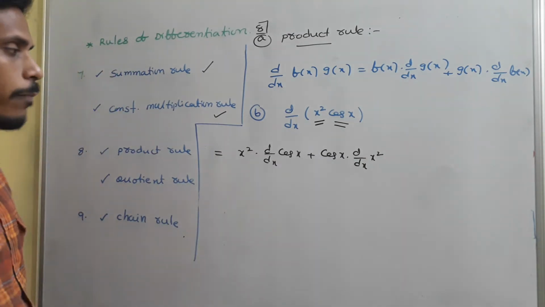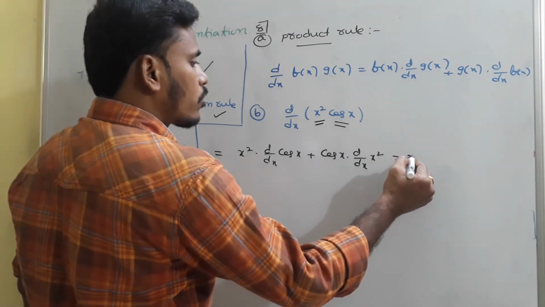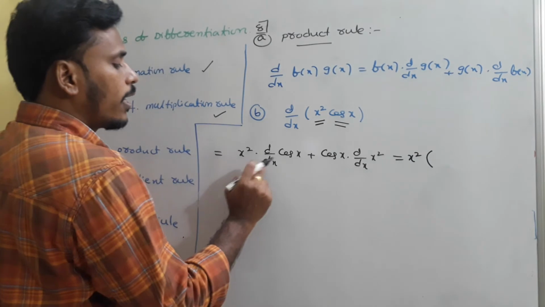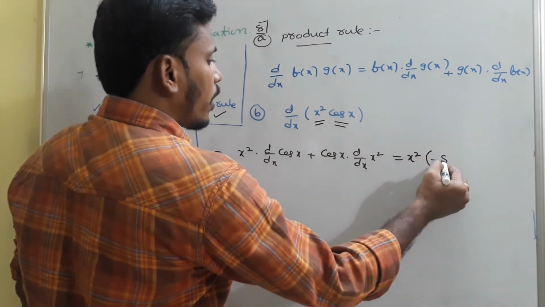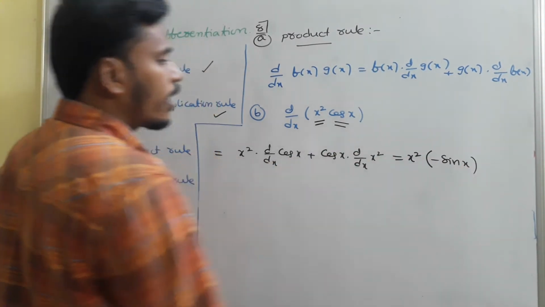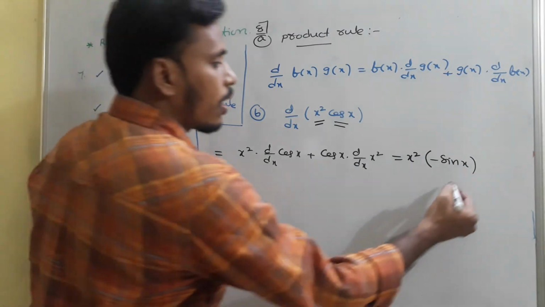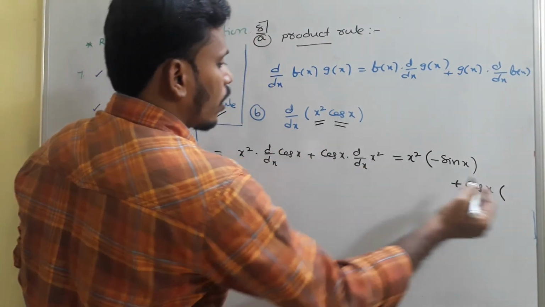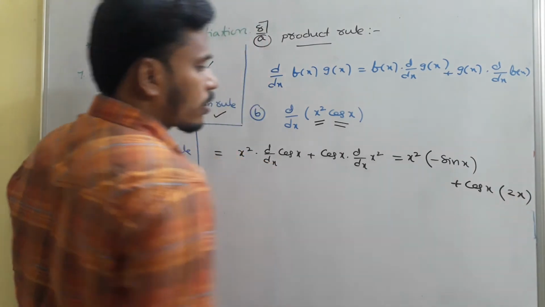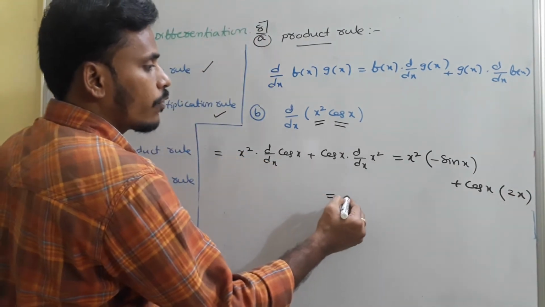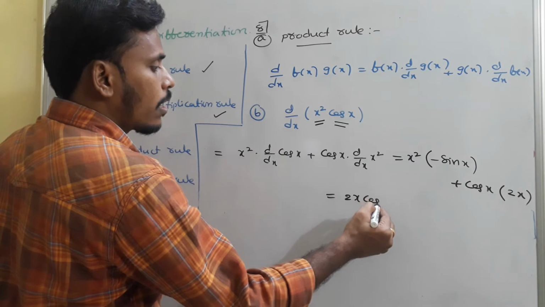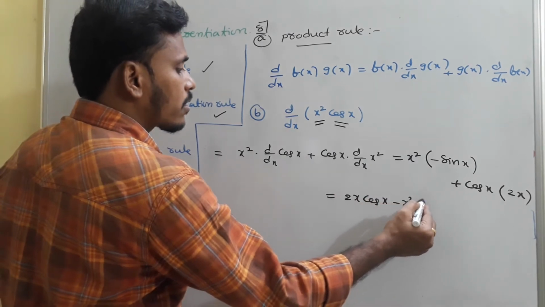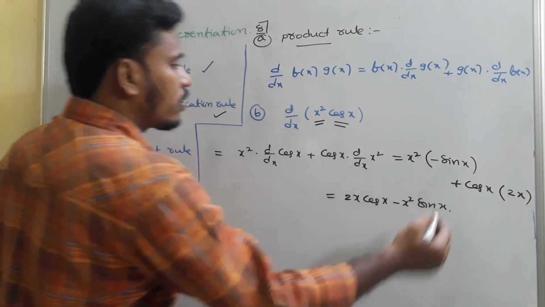Likewise, we need to find. So now this is equal to x square into d by dx of cos x. As I mentioned to you in the last class, d by dx of cos x is minus sin x, plus cos x into d by dx of x square. So the derivative of x square is 2x. And on simplification, which is simply 2x cos x minus x square sin x is the answer.